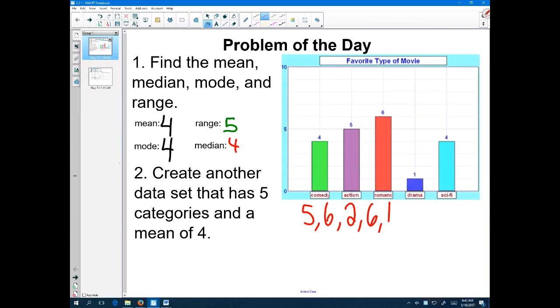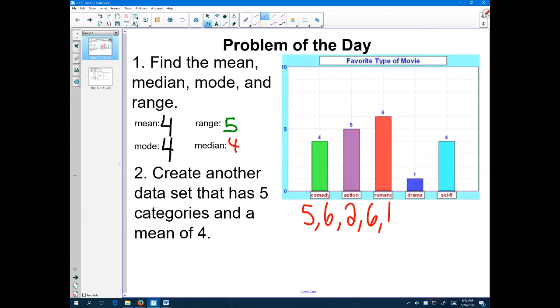Anyone else want to help her out? We talked about this yesterday. Bella, what do you got? How do we know if it works or not? Very good. So it must add up to 20. And does anyone remember why they have to add up to 20 in this case?